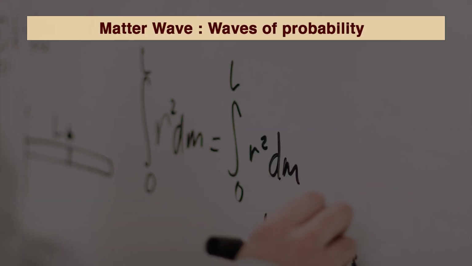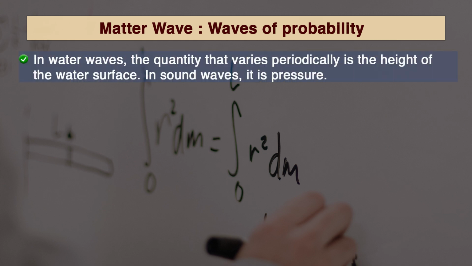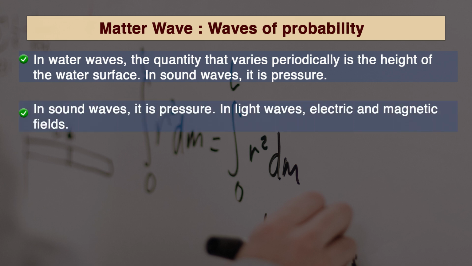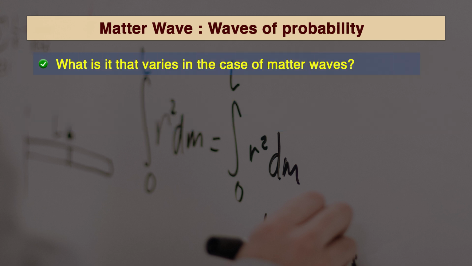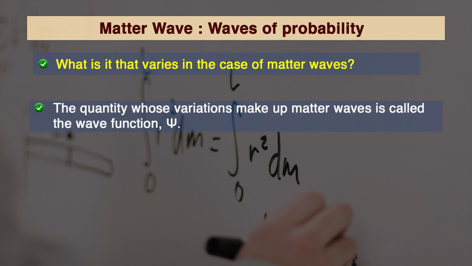This is actually known as the wave of probability. If we think about a water wave, the quantity that varies periodically is the height of the water surface; in a sound wave it is the pressure; in a light wave it is the electric and magnetic fields. And what varies in the case of the matter wave? This quantity whose variation makes up the matter wave is called the wave function psi.